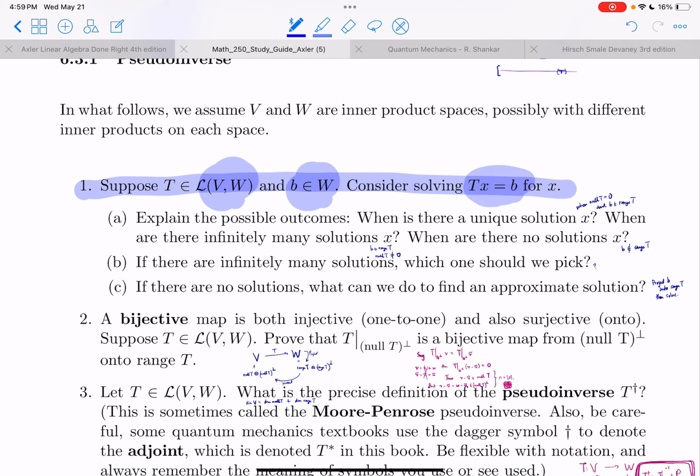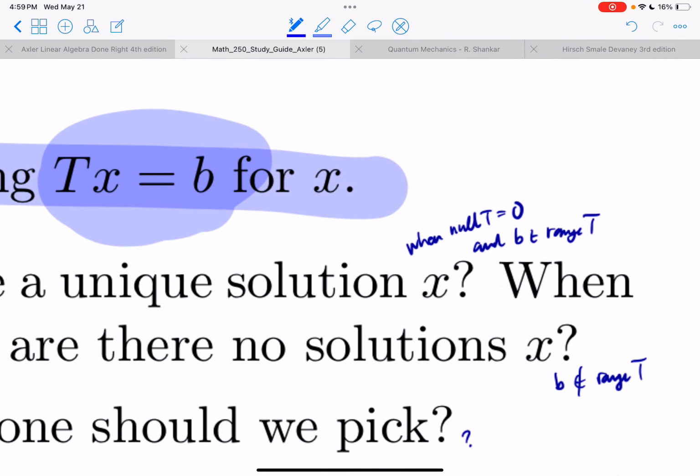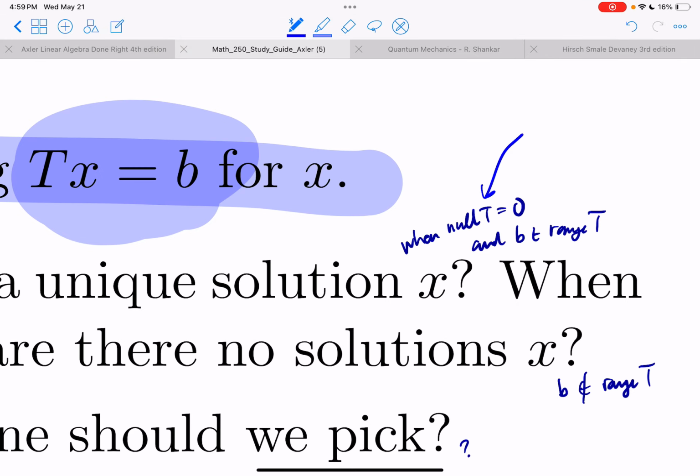So when is there a unique solution? Well, there's a unique solution exactly when the null space of T is empty. Okay? And there has to be a solution, but there's only a solution if B is actually in the range. Otherwise, there is no x such that Tx equals B. But if B is in the range, then there is an x. And if the null space of T is 0, then this is the unique x.